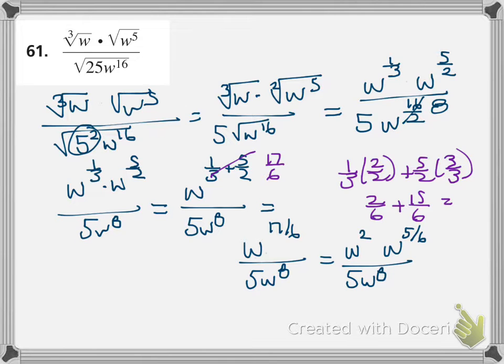And then here we have the squared that can take out 2 of here, so that becomes w to the 6th power. So to rewrite this answer, 6 is the index, so 6th root of w to the 5th power over 5w to the 6th.